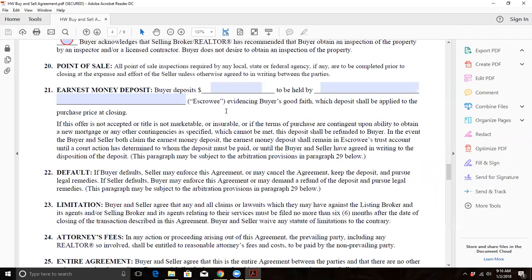In the event that the buyer and the seller both claim the earnest money deposit, the earnest money deposit shall remain in the escrowee's trust account until a court action has determined to whom the deposit must be paid, or until the buyer and seller have agreed in writing to the disposition of the deposit. So that's how we handle it now. Some contracts were clear on it, some weren't.